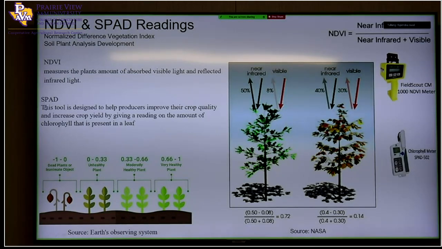Now, a SPAD reading is a soil plant analysis development reading, and this tool is designed to help producers improve crop quality and increase crop yield by giving them a reading of the amount of chlorophyll that's present in the leaf.